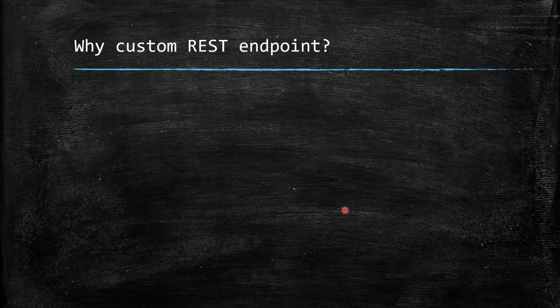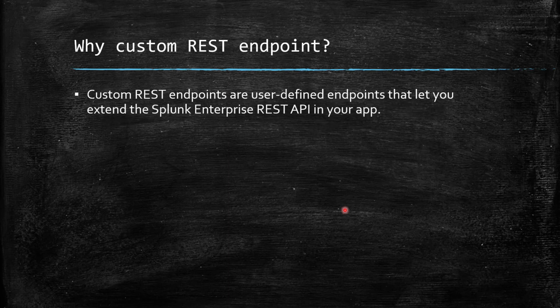Now it is possible that you are developing some app and you have a requirement which is not supported by Splunk out of the box. In those cases you can create your own Splunk REST endpoint and handle it. So why a custom REST endpoint? Because custom endpoints are user defined endpoints that let you extend the Splunk Enterprise REST API in your app. That's the extension part, so you can build your own logic there and expose it so that your program, or something outside the program, can consume your REST API.